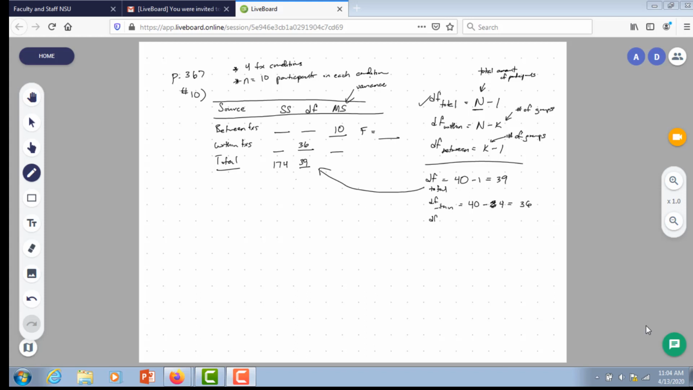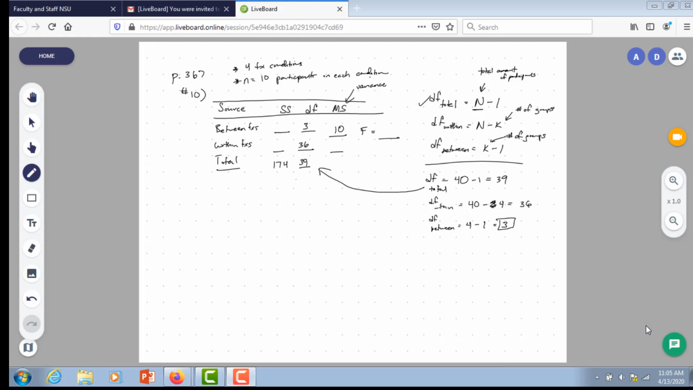And then we calculate our degree of freedom between. Degree of freedom between is 4 minus 1, and when we do that we end up with 3. So we will plug that into our ANOVA summary table there.